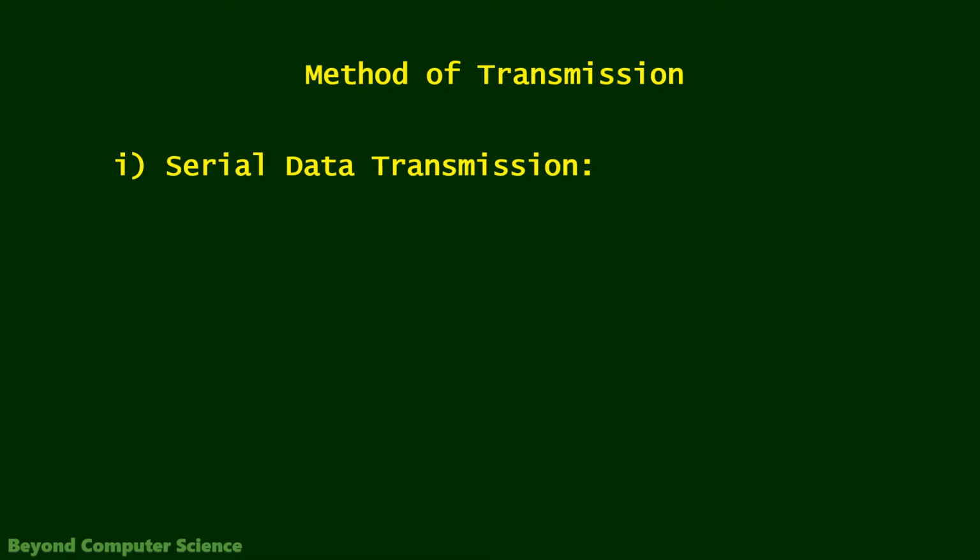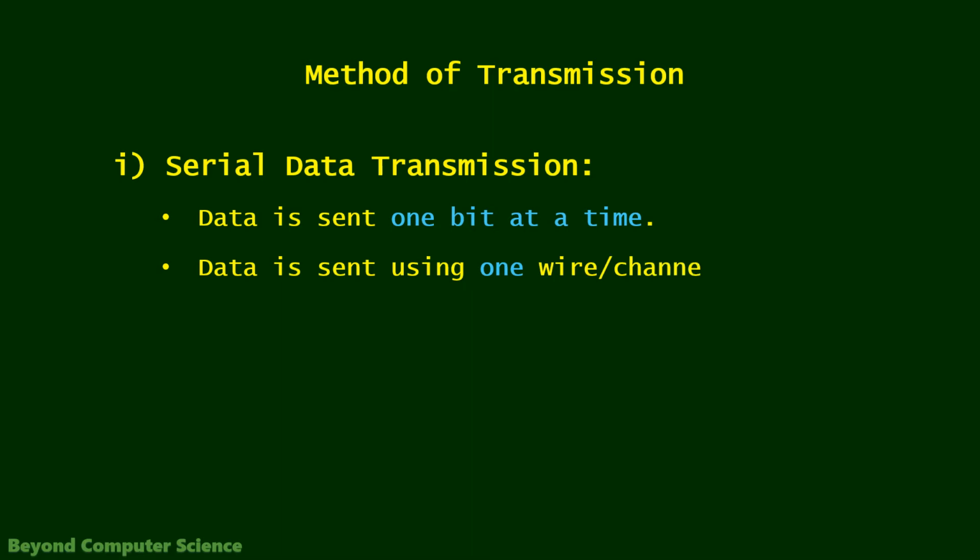What happens in serial data transmission? In serial, data is sent one bit at a time. So remember this keyword, one bit at a time. One bit is sent after the other bit. Data is sent using one wire channel. Obviously, we have only one wire and channel from which we are sending one bit at a time. We don't have multiple wires for sending data.